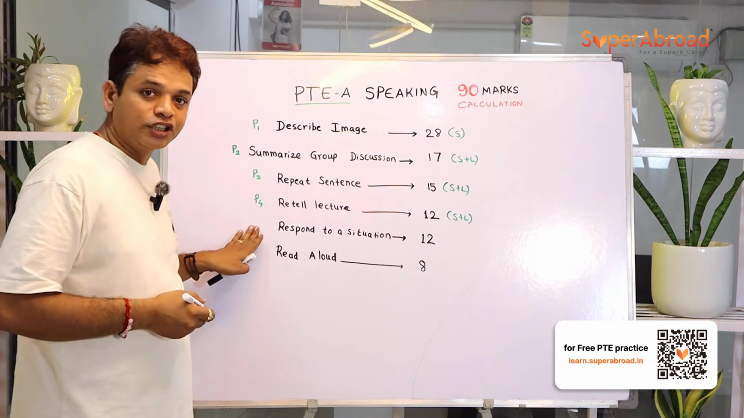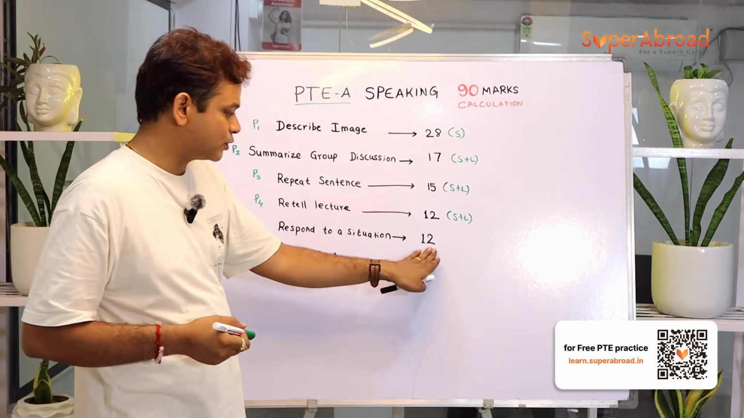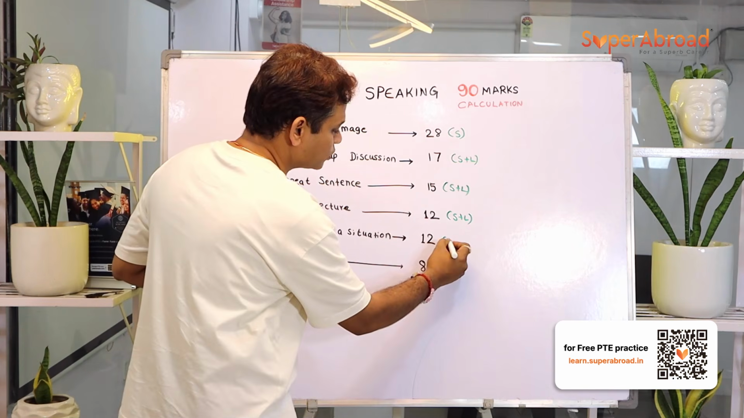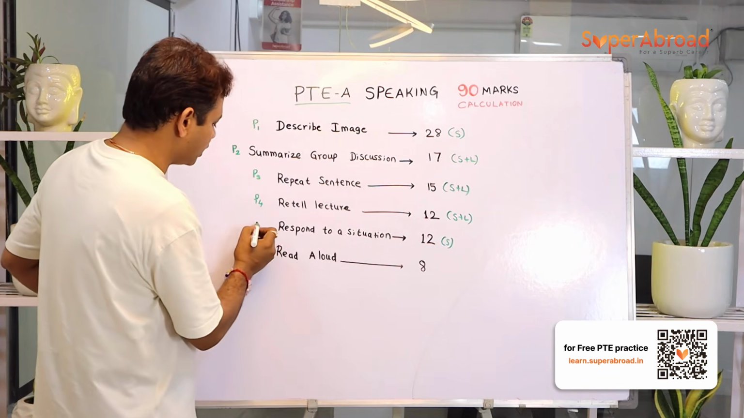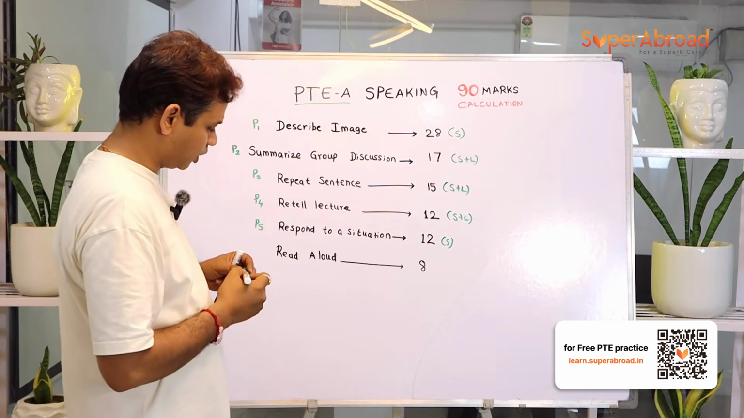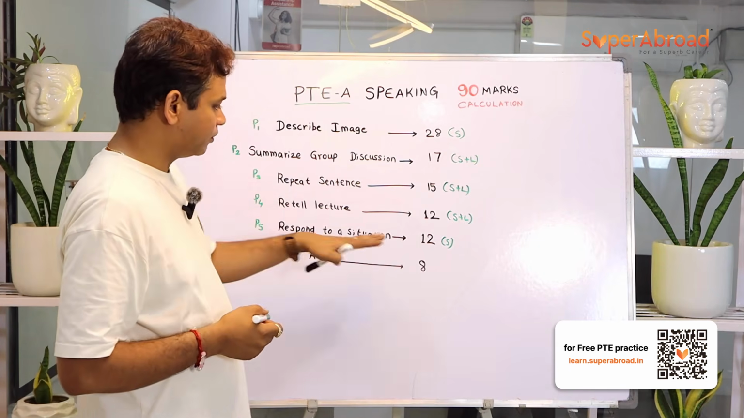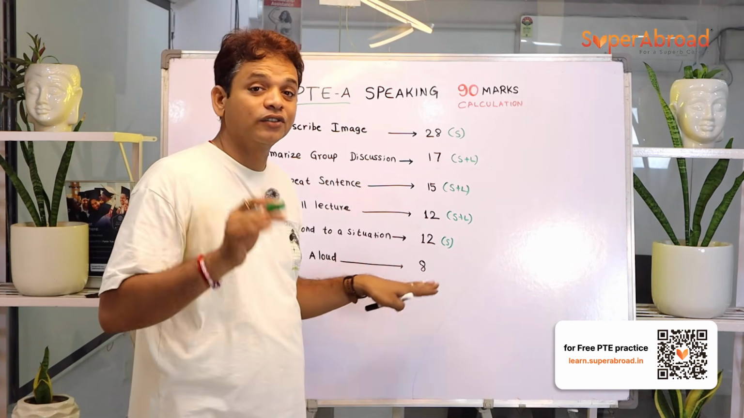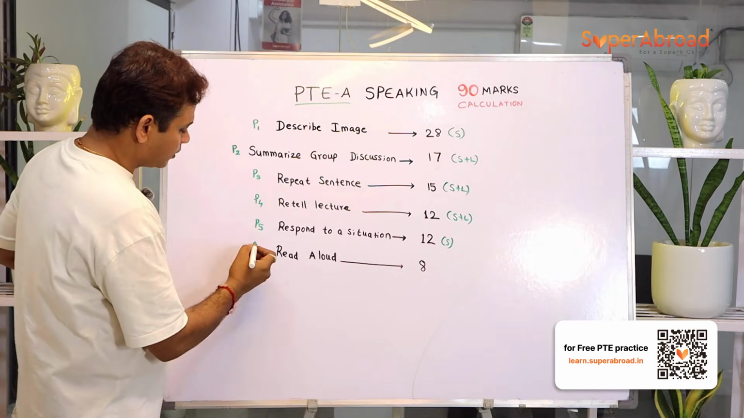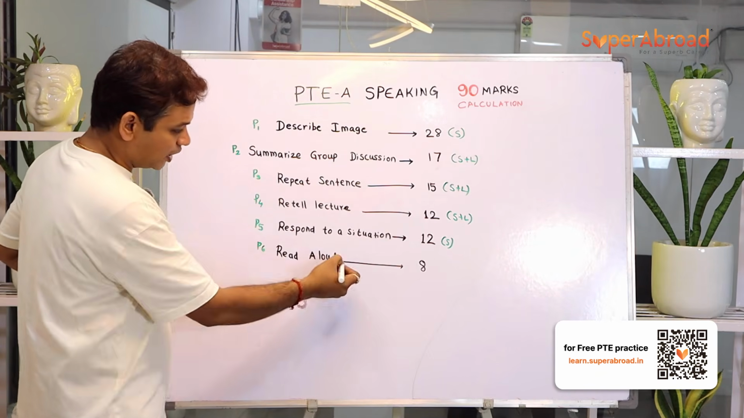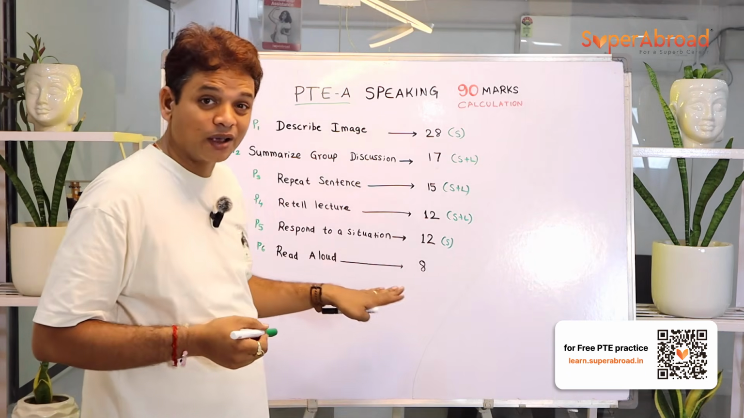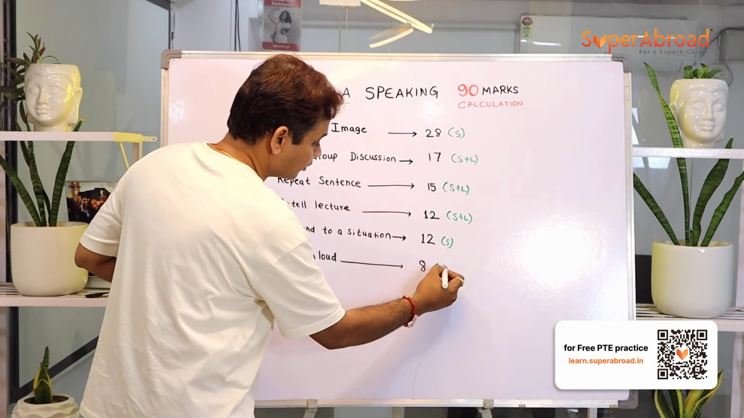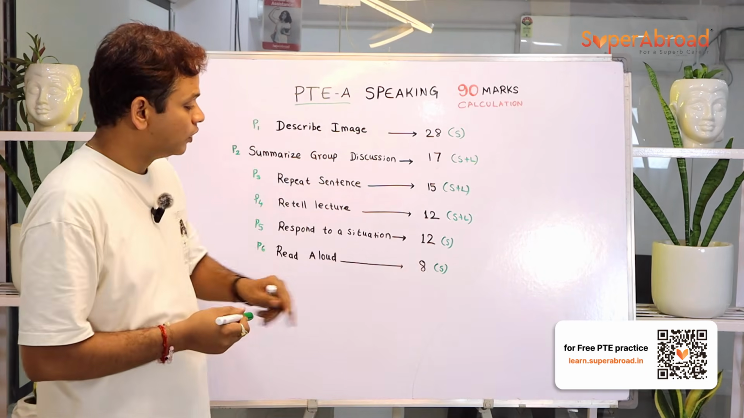Respond to a situation. This task supplies 12 marks to your speaking. It is only speaking, there is no other score. So this should be your 5th priority for your PTE speaking score. So this is at number 5, ranking number 5, only speaking score, it supplies 12 marks to your speaking. Last one, 6th task is what? Read aloud. There will be 8 marks coming from read aloud. So this should be your priority 6 or last priority because it also gives you only speaking score.